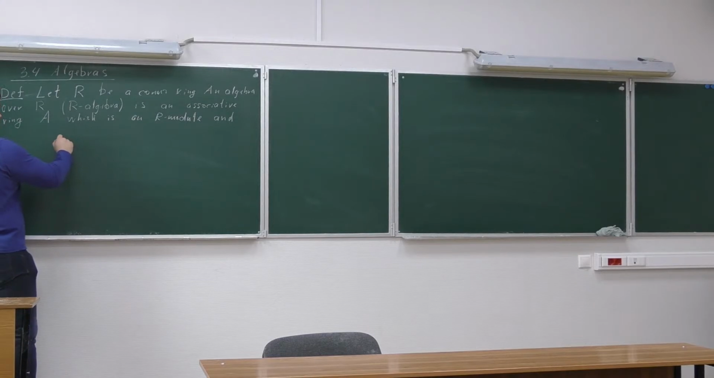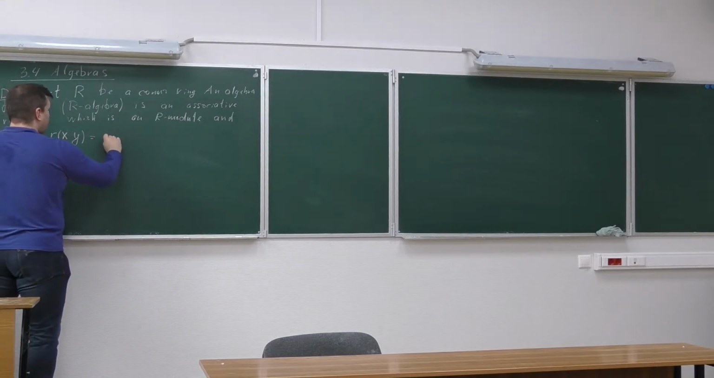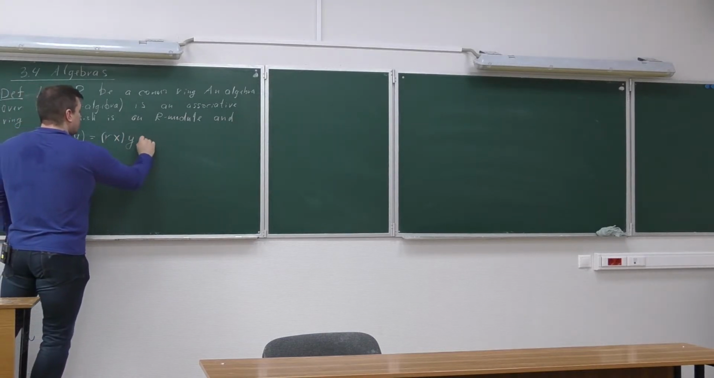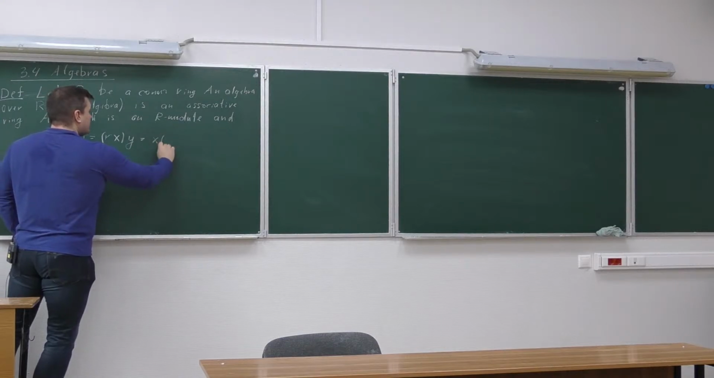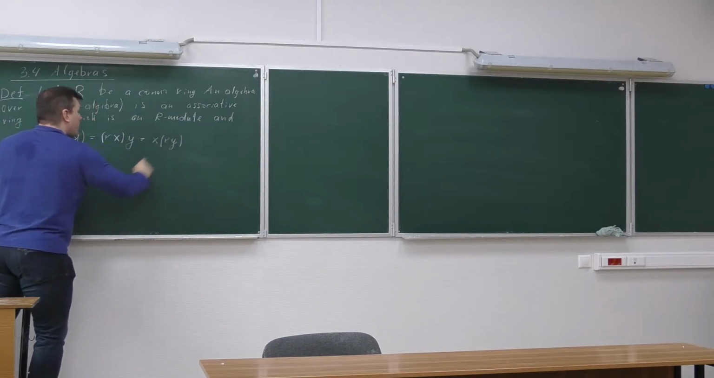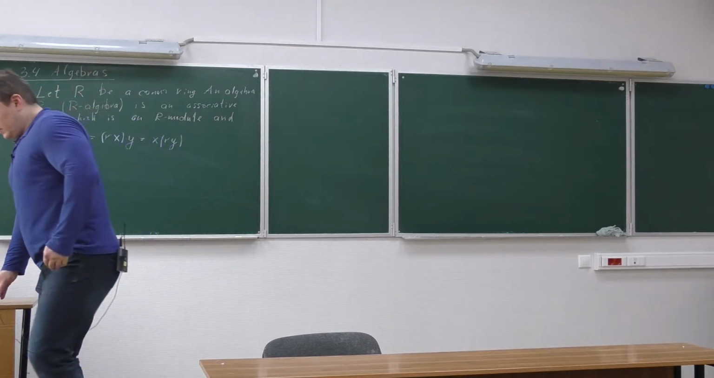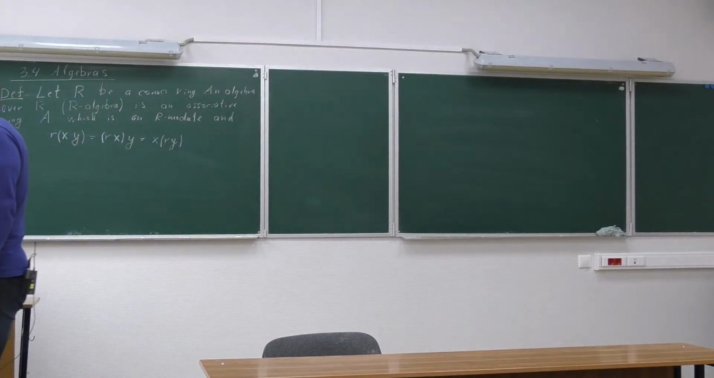Well, when you take two elements, say x and y, in the associative ring A, you can do the following. You can multiply by an element in the ring R, and then you just can put parentheses around the product, or you could put parentheses around x and r, or you can even move this and say this is the same as the product of x and ry. So this is the condition. We're going to see several examples in a second.